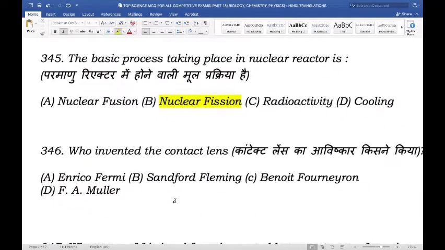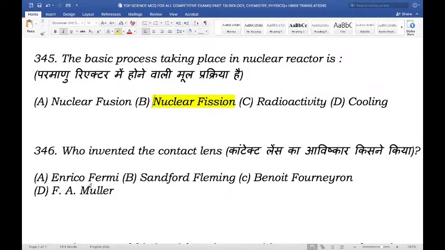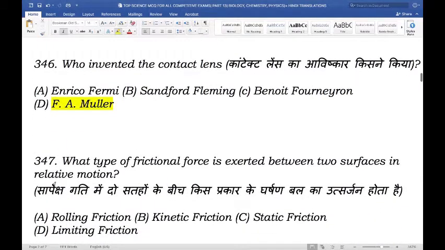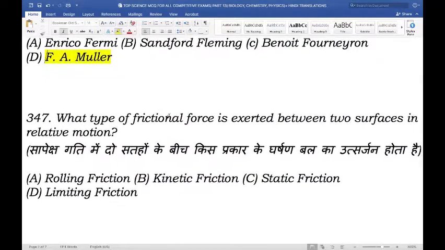Next question. Who invented the contact lens? Was it Enrico Fermi, Sanford Fleming, Benoit Fourneyron, or F.A. Muller? So out of these options, who invented the contact lens? Muller was a German glassblower that used Herschel's idea to come up with the first known glass contact lens back in 1887.